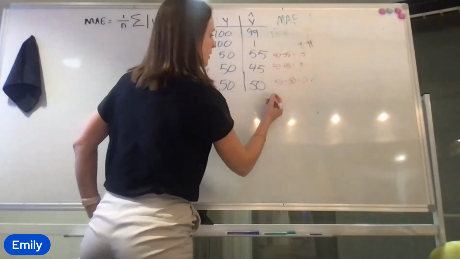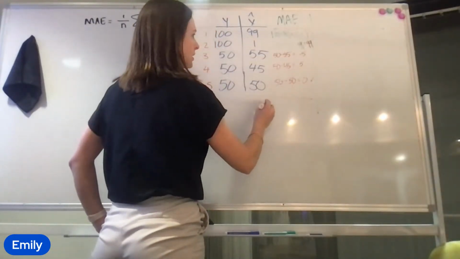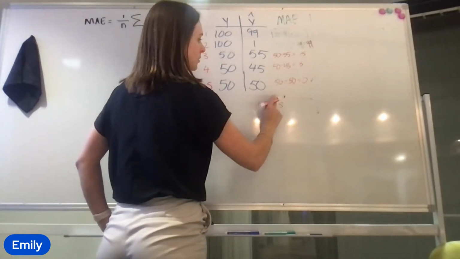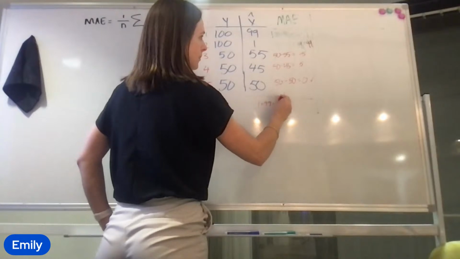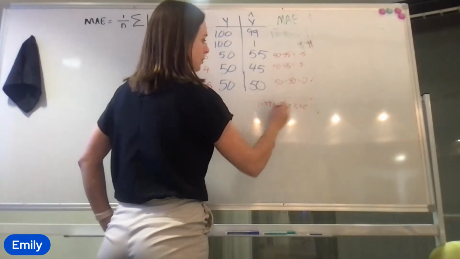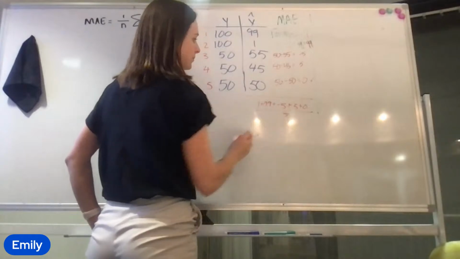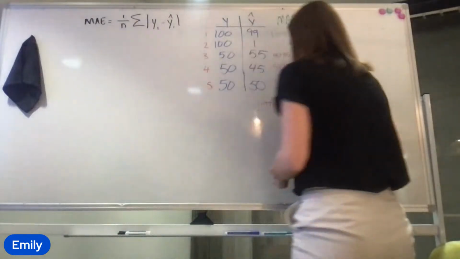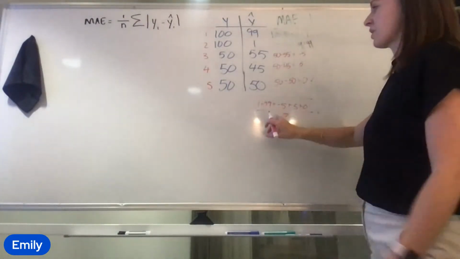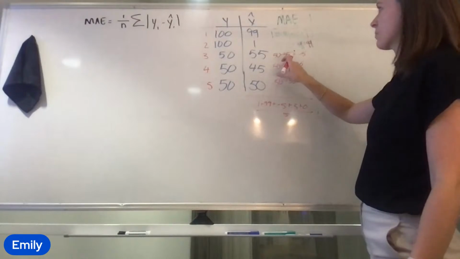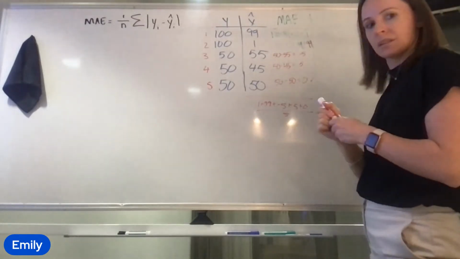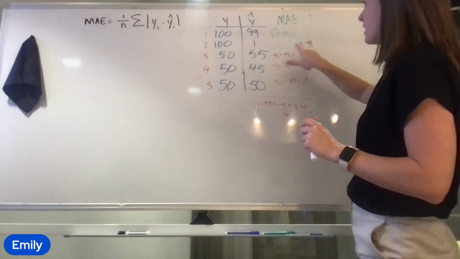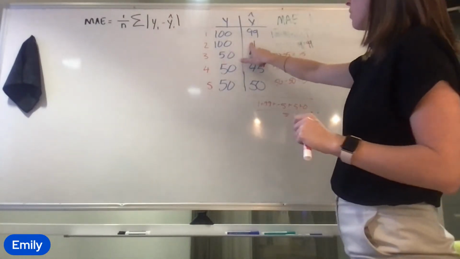Okay, so let's do that. So now we're going to take 1 plus 99, plus negative 5, plus 5, plus 0, all divided by 5. So we have 100 divided by 5. What's the problem with that if we don't take the absolute value here? The 99 is going to throw it way off. So the 99 is how off we were from 100 to 1.